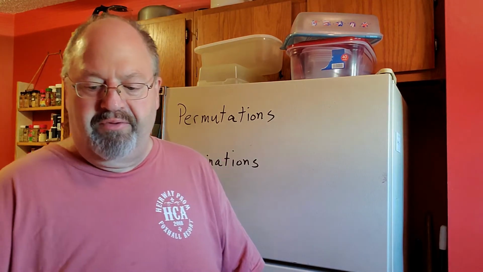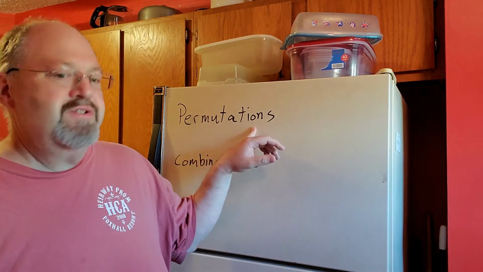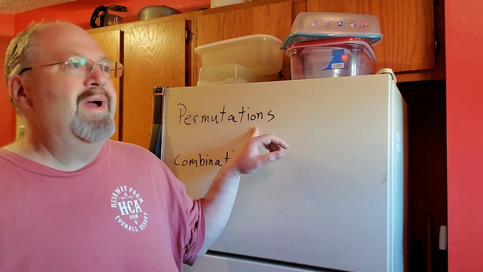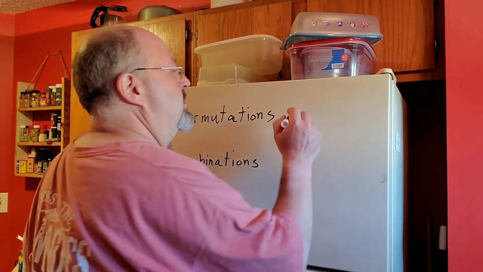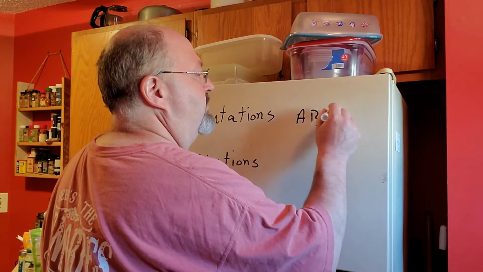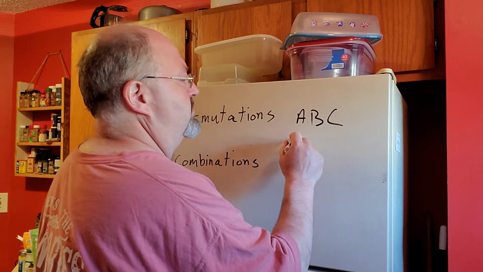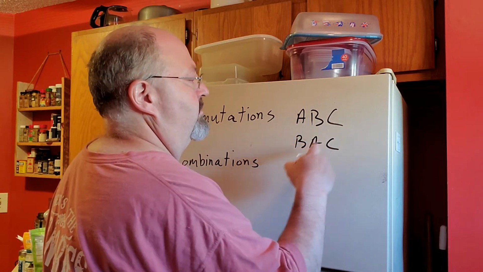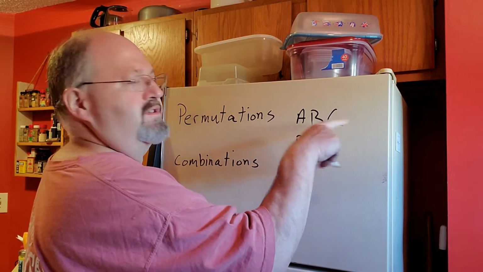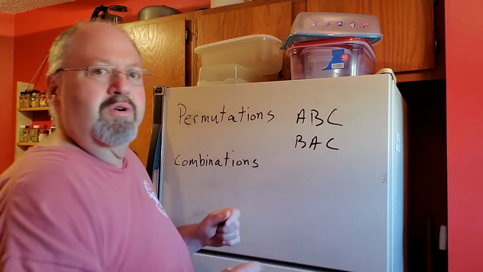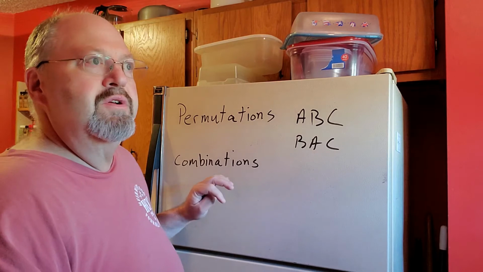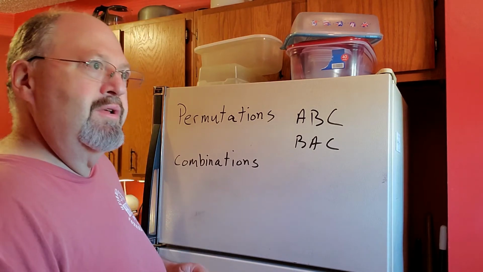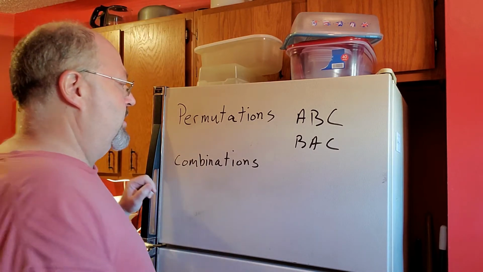And these are slightly different. In permutations, order matters. So in a permutation, if you have this is one permutation, this is another permutation, because it's the same three letters, but they're in different order. So those are different permutations. Combinations, order doesn't matter, just matters if you're in the group or not.